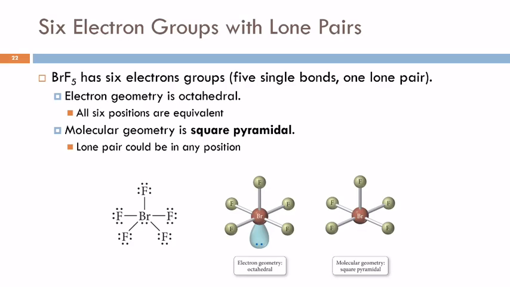6 electron groups with lone pairs. Bromine pentafluoride. Here's the Lewis structure. 6 electron groups, 5 bonds, 1 lone pair. So 6 groups is the octahedron, like these balloons. So you make the octahedron. That's the electron geometry. We have one lone pair. It's invisible. What do we have left? Well, this is called a square pyramid. I tried to draw this yesterday. I didn't do very well. Let's see if I can do better today.